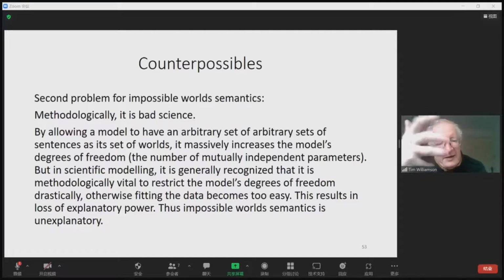explanatory models. And I think that impossible world semantics is basically forgetting about that kind of scientific methodology, and is just going for this shallow overfitting strategy. So that's why I think that impossible world semantics, as a form of natural language semantics, is actually bad science.